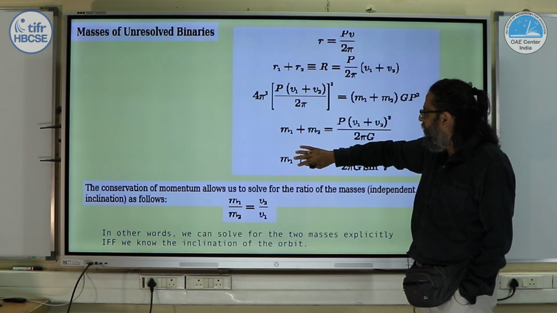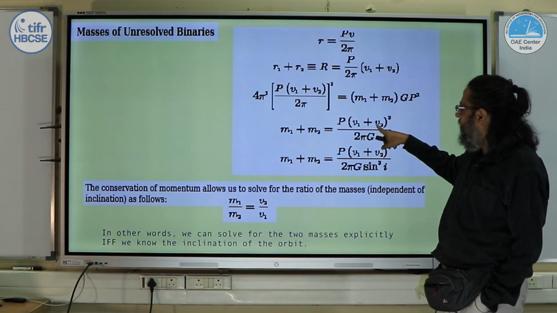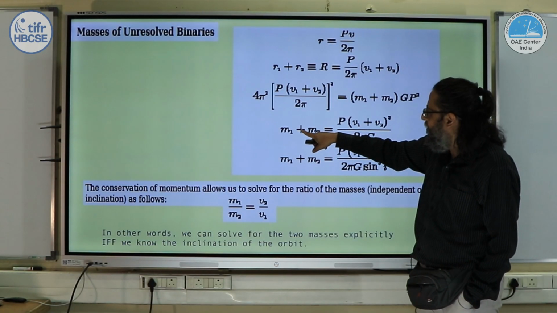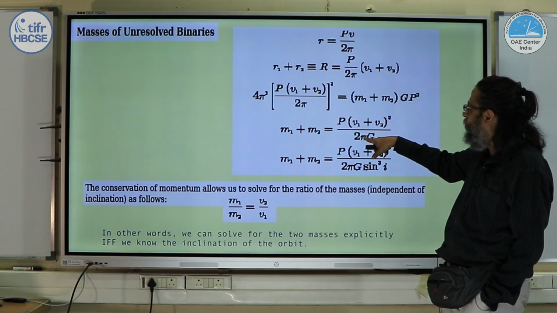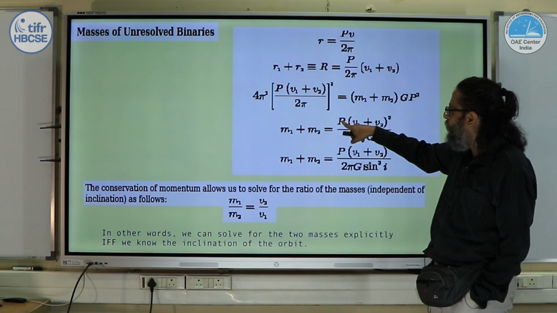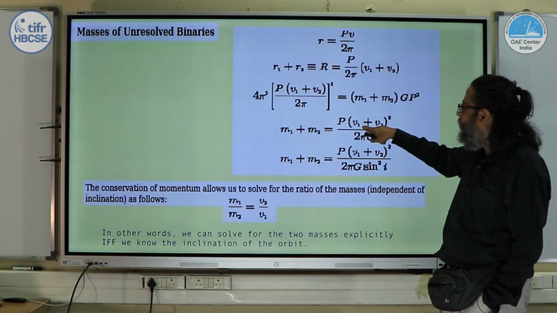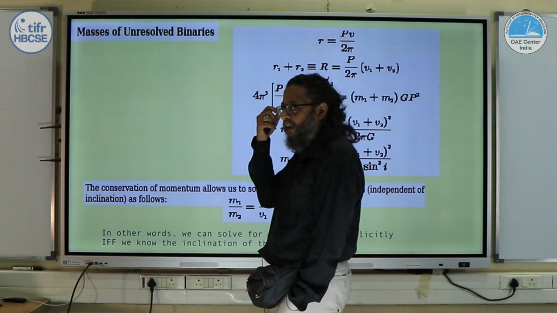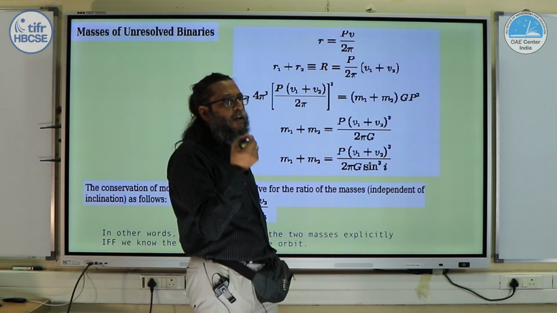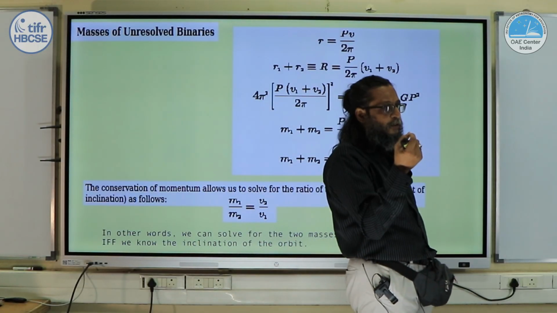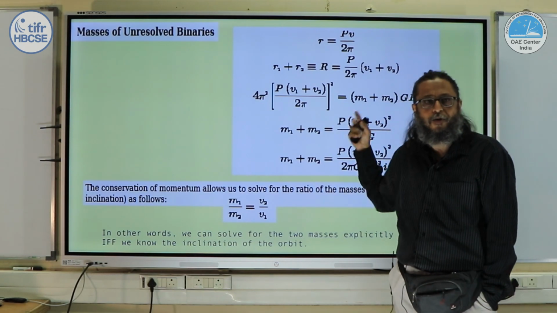Look at this part, this equation we will deal with later. Here, when you look at it, M1 plus M2 is equal to P (V1 plus V2) whole cube upon 2 pi G. P is a measured quantity, G is a universal constant. Here, you have to infer V1 and V2. Now, V1 and V2 are inferred only if you can measure the spectrum. Otherwise, we will say this is unresolved. We do not know the properties of the system.